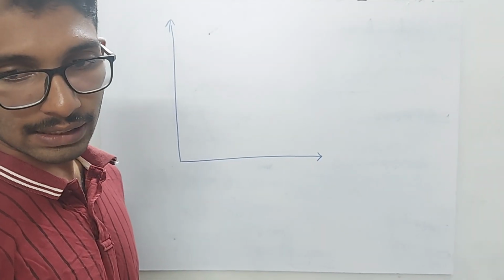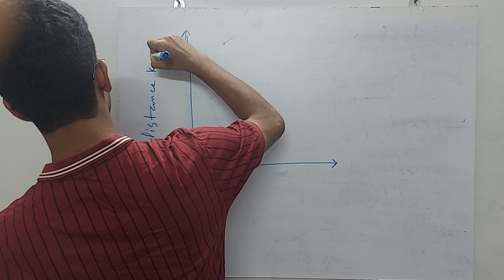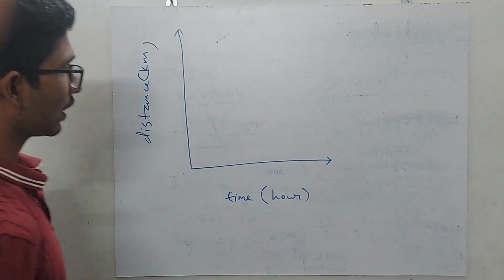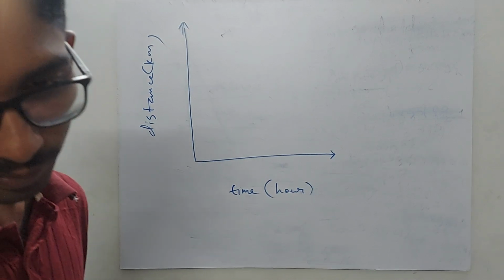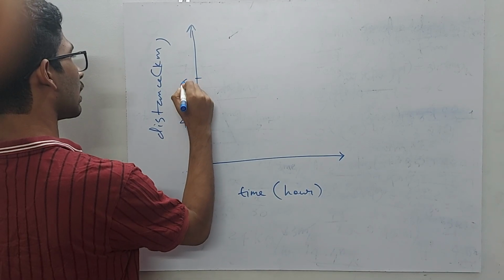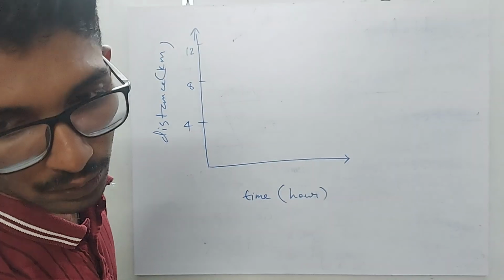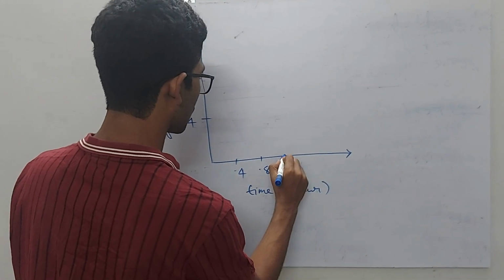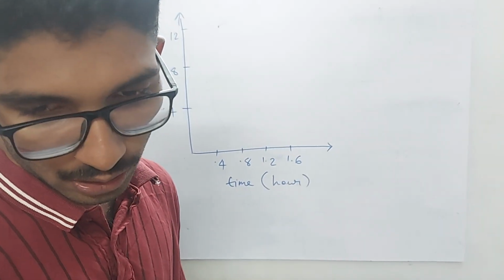So we are given a distance time graph. And there are 3 objects A, B and C. On the axes we have 4, 8, 12 and 0.4, 0.8, 1.2, 1.6.